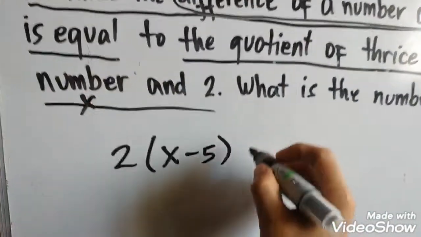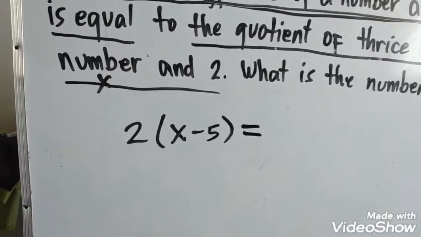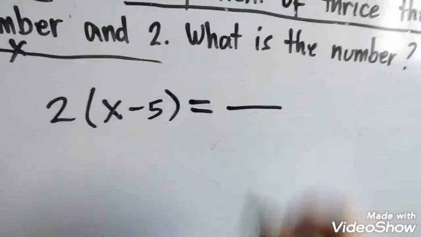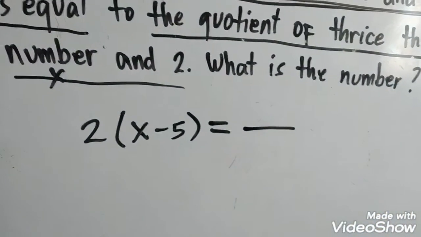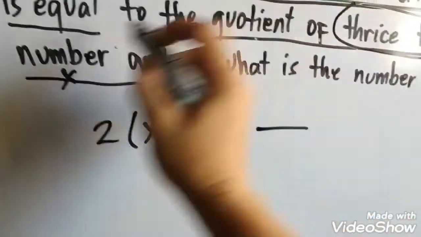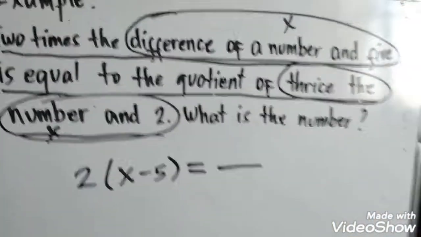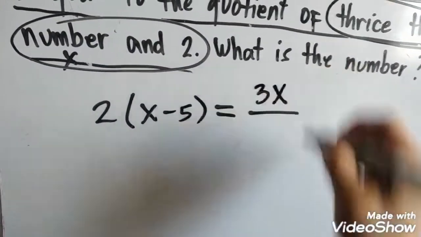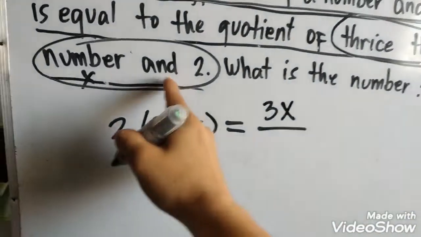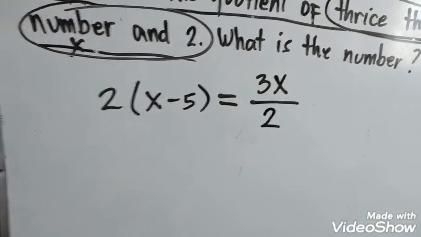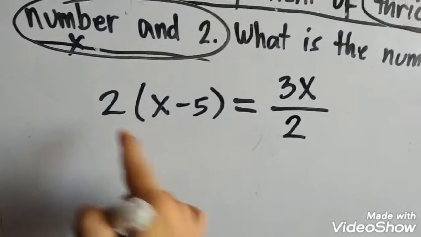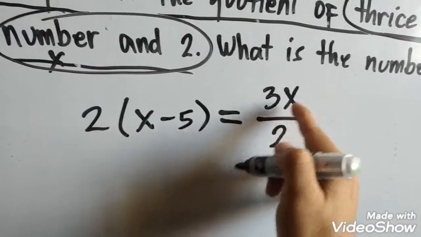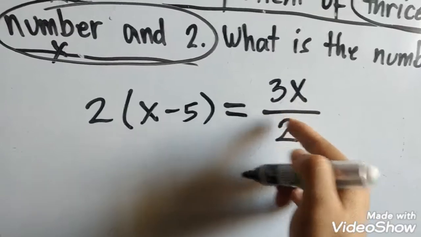Next is "is equal to". Obviously, that is the equality symbol. Equal to what? To the quotient. Now remember, a quotient can be represented as a ratio or fraction. The quotient of what? Thrice the number and 2. Thrice what? Thrice the number. Again, a number is represented by x. And 2, so our denominator here is 2. Now we have the translation: 2 times the difference of a number and 5 is equal to the quotient of thrice the number and 2.